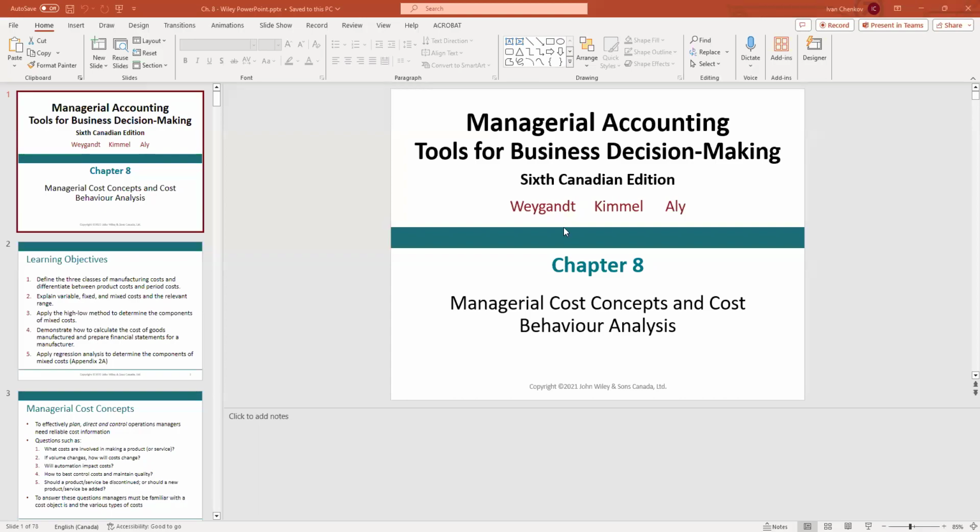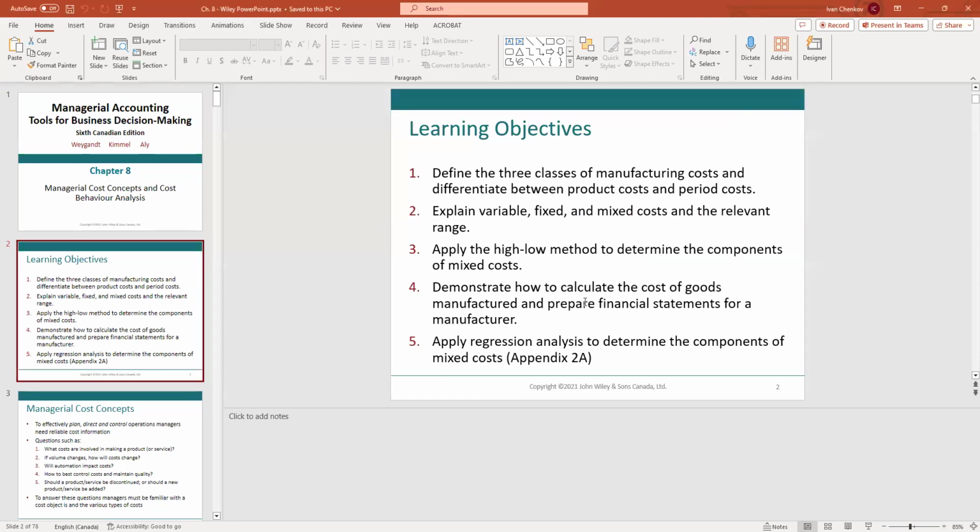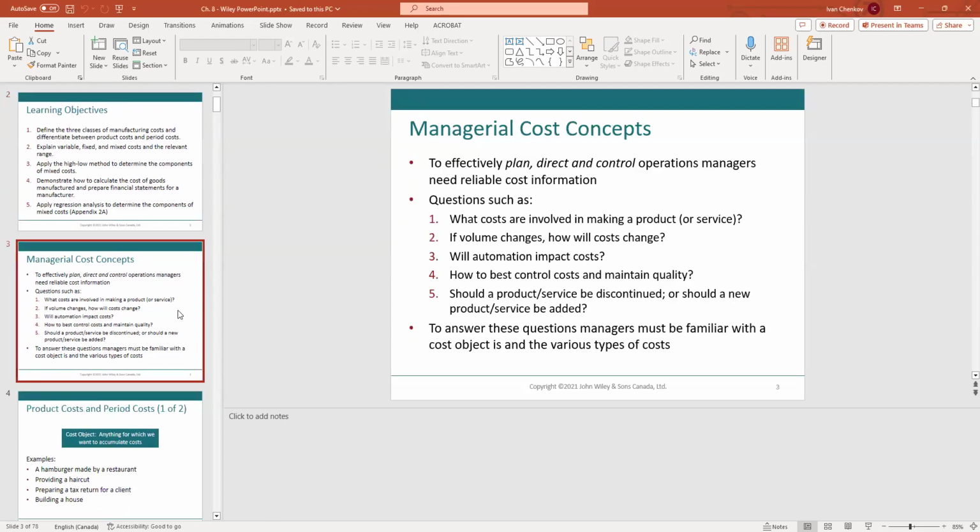This is the second chapter for today, chapter 8, where we're going to start going over the cost concepts and analyzing the costs. Those are the objectives for this chapter: to define the three classes of manufacturing cost, explain the variable, fixed, and mixed cost, apply the high-low method, and demonstrate how to calculate the cost of goods manufactured and prepare financial statements for the manufacturer. Let's start with the managerial cost concepts.